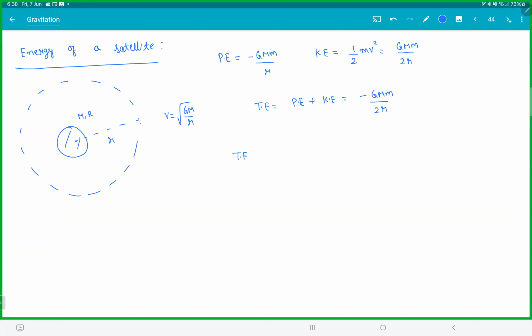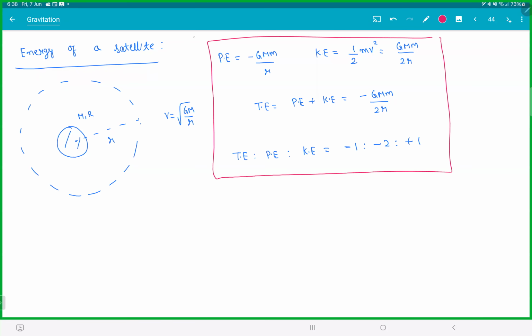So the total energy is to potential energy is to kinetic energy. This was a question in the exam. Find the ratio of energies. -1 is to -2 is to +1. You know where else you see this formula? The energy of an electron in a hydrogen orbit. You get the same ratio there. So this is the total energy of a satellite.